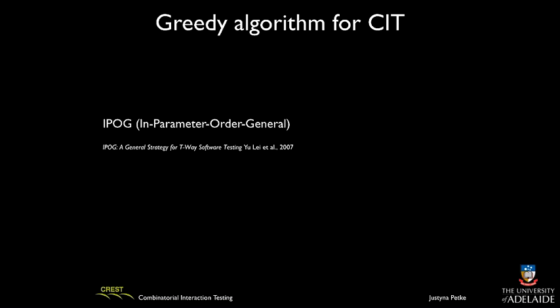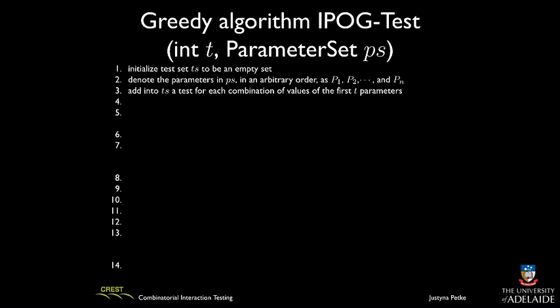One algorithm published in 2007 is called in-parameter order general. It's just a name that the researchers came up with, and we'll see soon why it's called parameter order. In general means that there are some other versions, but for us it's sufficient to go with the general version, so IPOG. What does this algorithm do? You can already imagine it's going to be a fairly long algorithm, but once we go through it, it's actually not that complicated. It makes sense once we go through it.